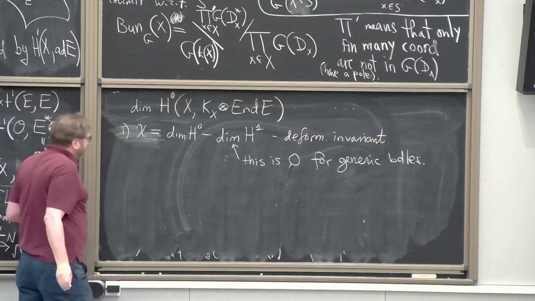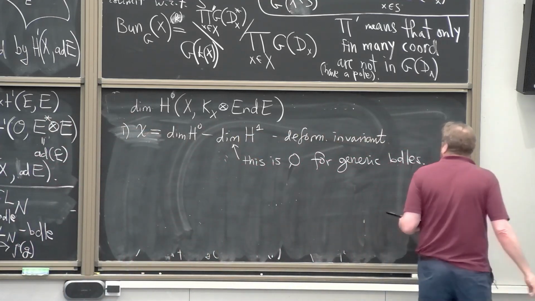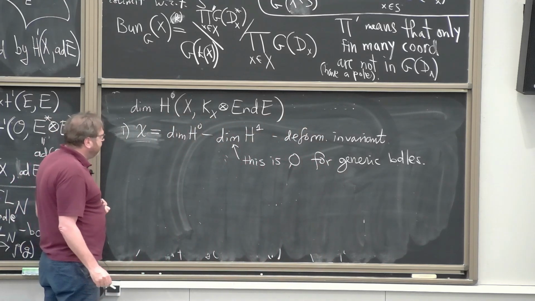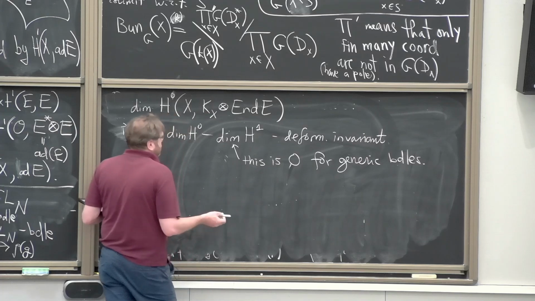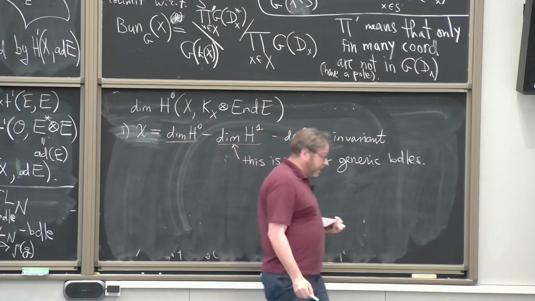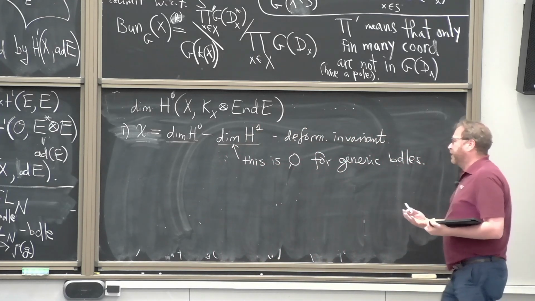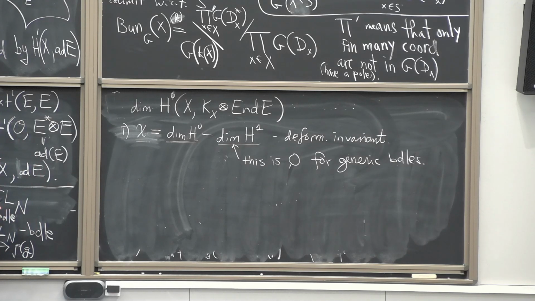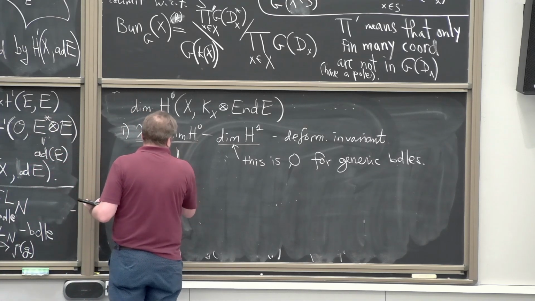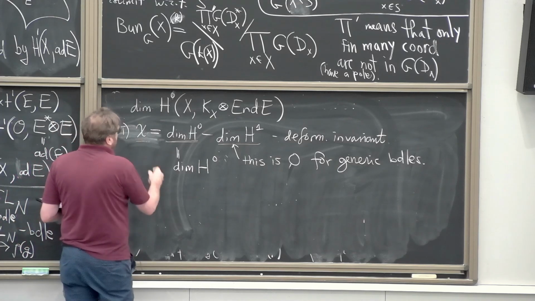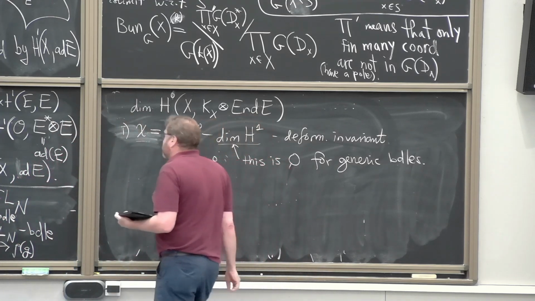So it requires some arguments, but one can show this. And this is logical because this thing is invariant. So if you take a non-generic bundle, this thing will be positive, and this thing will be bigger. That's what happens when you have singularities. Your tangent space at a singularity actually is bigger than the tangent space for a generic point. So really, it's equal to the dimension of H0. And so you need to compute the Euler characteristic. But Euler characteristic can be computed.